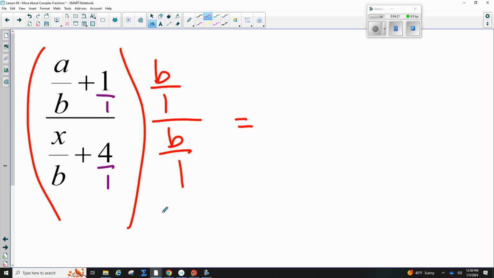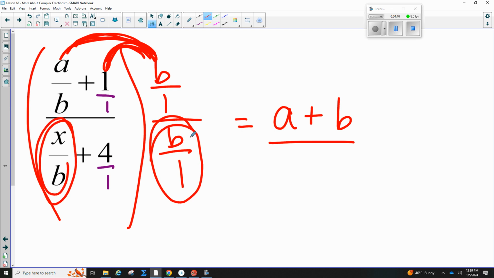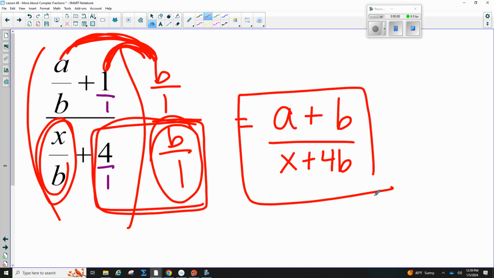Okay, multiply this to this. What cancels? The b's. What's left? A. Now I'm going to multiply this to this. All right, we only canceled the b's on the first one. The b still multiplies to the 1, so what do I get there? B. Okay, now I'm going to do the denominator, so I'm multiplying this to this. The b's are going to cancel. We're left with x over 1, which is x. And then we're going to multiply these two together, which gives us what? Good, plus 4b.